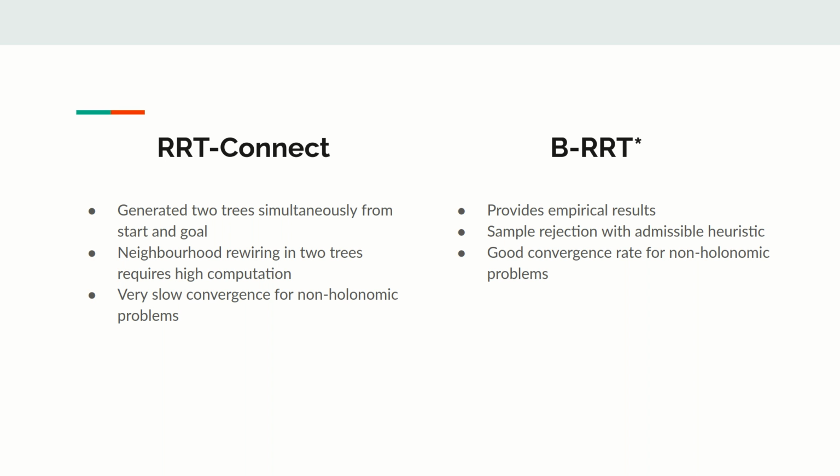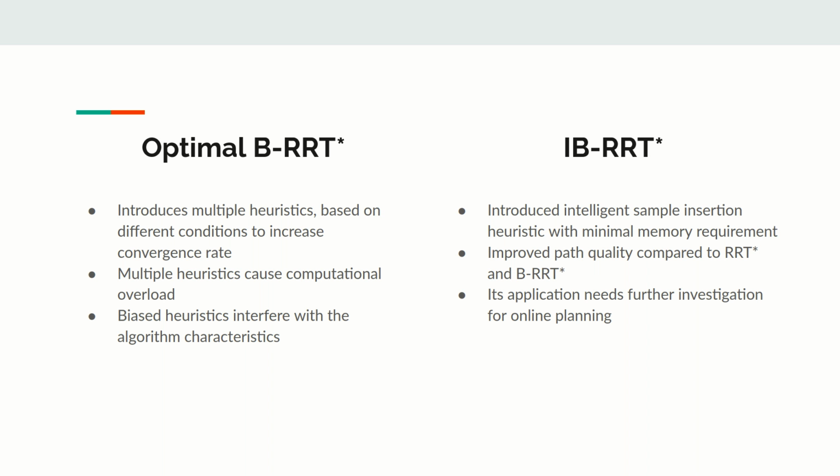Bidirectional RRT star, on the other hand, provides empirical results. They reject samples with admissible heuristics. This removes suboptimal samples from the trees. This leads to a good convergence rate for non-holonomic problems. Optimal BRRT star introduces multiple heuristics based on different conditions to increase the convergence rate. However, multiple heuristics can cause computational overload.